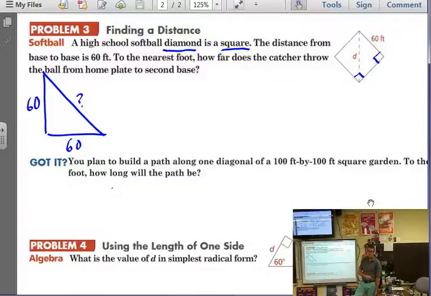Brian? It would be 30 radical 2. Just use the other forms. Oh, never mind. It's like I messed up. Wait, thank you for correcting him, so I didn't need to.